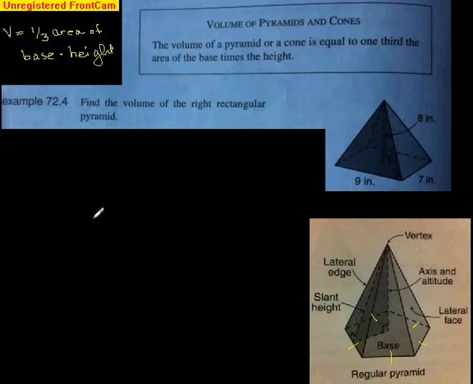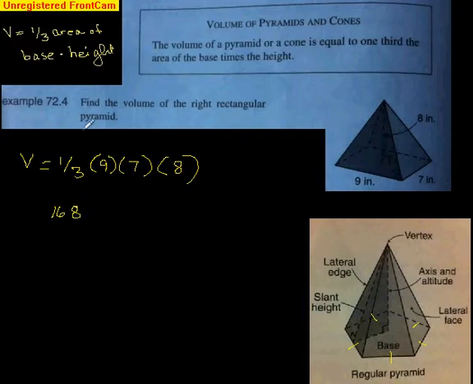So let's try these. When you take a test, I'll give you the formulas for these. I don't expect you to memorize all these. So let's try the first one. The volume is easy. First we want to find the area of the base. So I'm going to put volume, 1/3, the base. It's just a rectangle, so it's going to be 9 times 7 times the height, which is 8. You multiply all those together, and we're going to get 168.